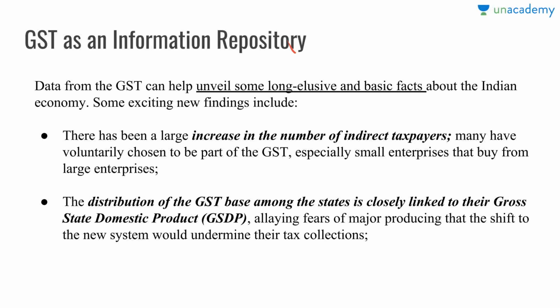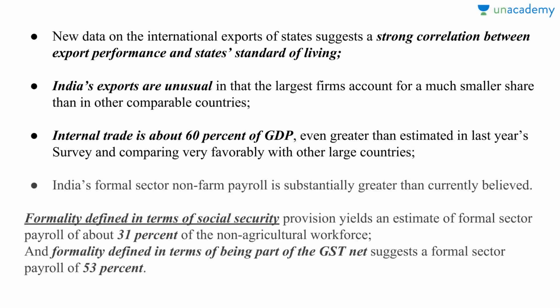GST is an information repository because a lot of data is being generated. Some basic facts about the Indian economy, long elusive and which we were not able to access, have come to the fore. Because of GST there has been an increase in the number of indirect taxpayers, and many have voluntarily chosen to be part of GST, especially small enterprises which buy from large enterprises. The distribution of the GST base among the states is closely linked to their GDP. GDP means gross domestic product. It has removed the fears of major producing states that the shift to the new system will undermine their tax collection. So this is absolutely baseless.